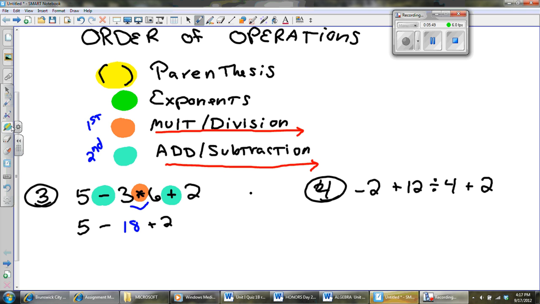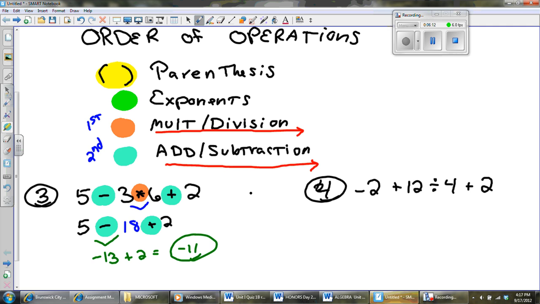Notice I still have 2 things to highlight. I have a negative or a subtraction sign and an addition sign. So now that the problem is all addition and subtraction, I shall go left to right from here. 5 minus 18 is negative 13, plus 2 equals negative 11. Mission accomplished. Let's move on to problem number 4.